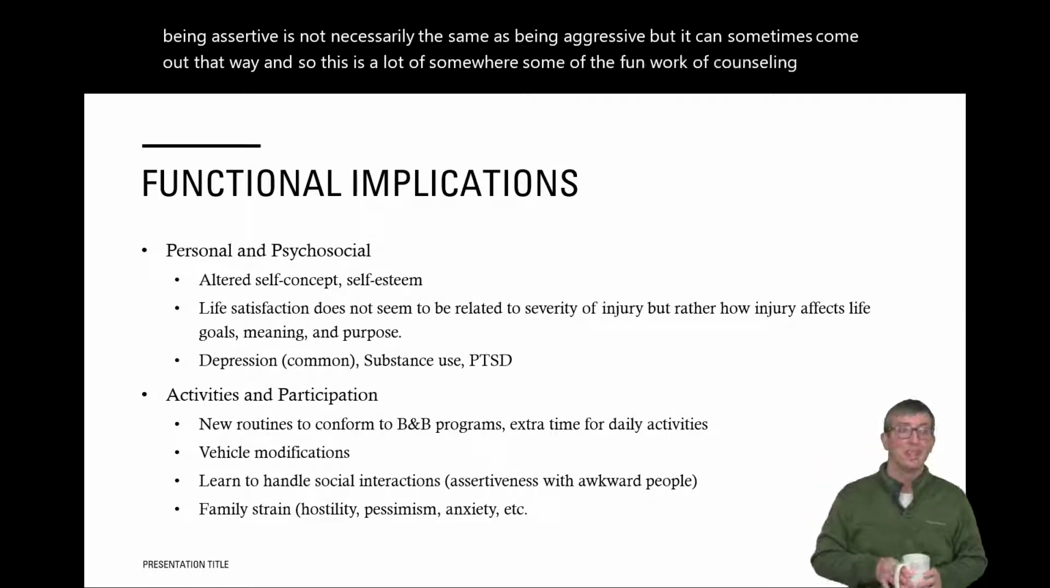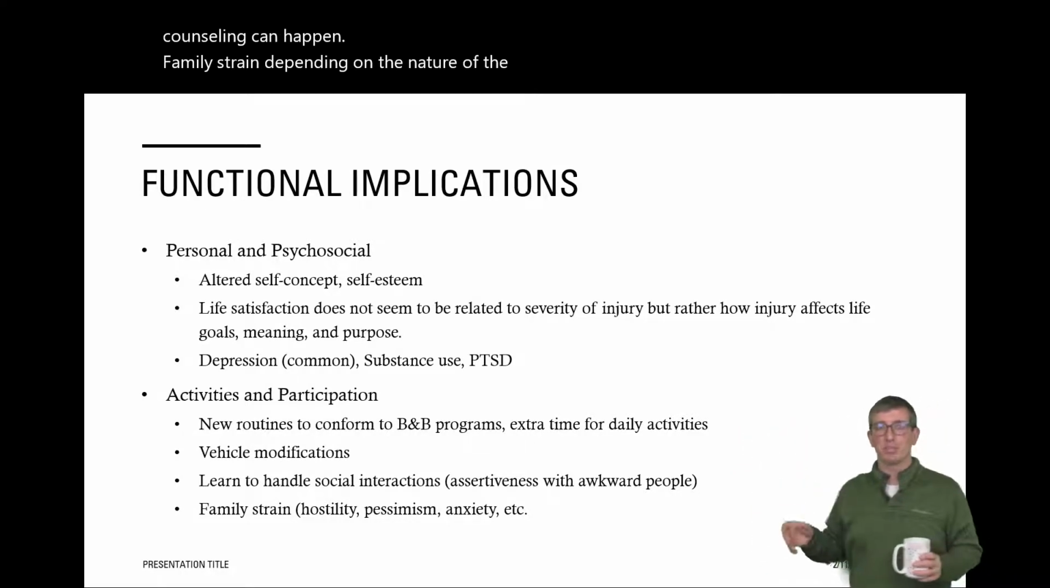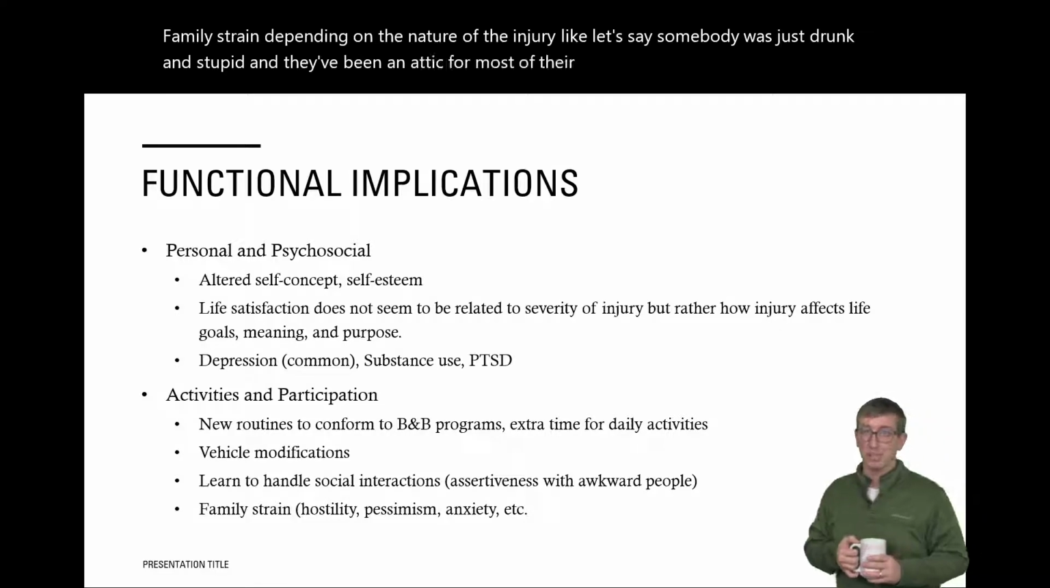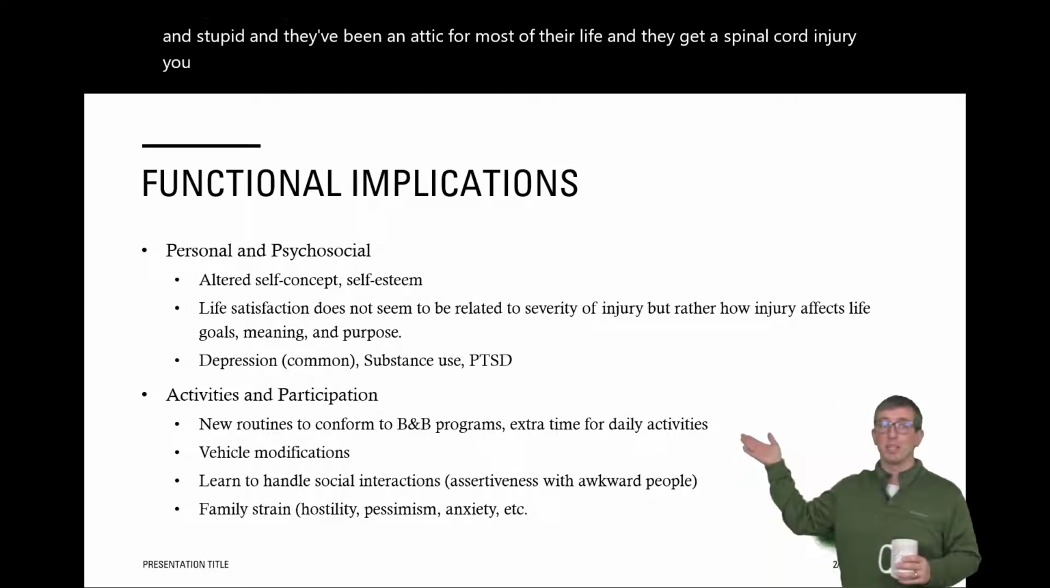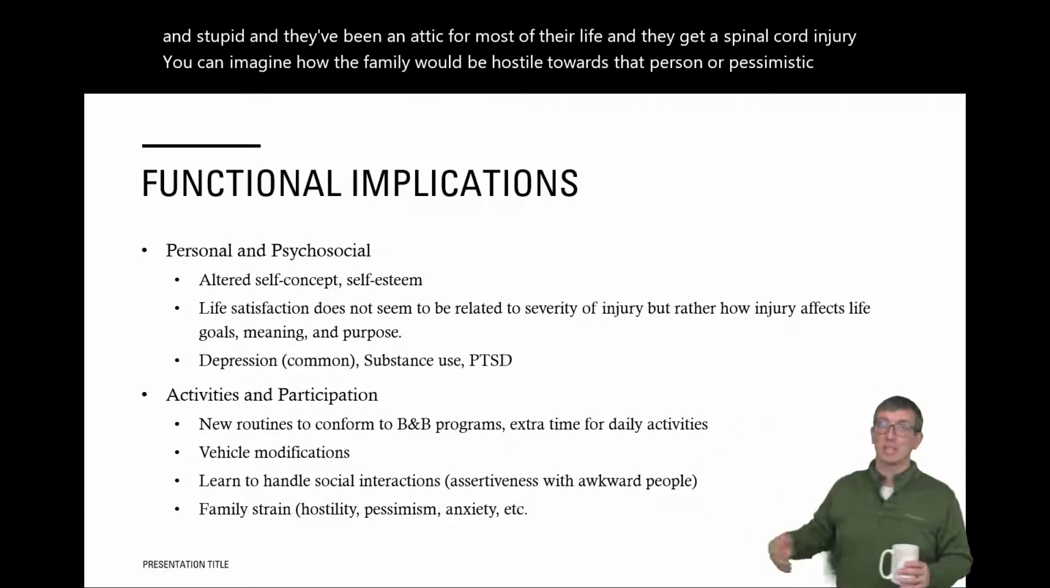Family strain, depending on the nature of the injury. Let's say somebody was just drunk and stupid and they've been an addict for most of their life and they get a spinal cord injury. You can imagine how the family would be hostile towards that person, or pessimistic, or have increased anxiety.